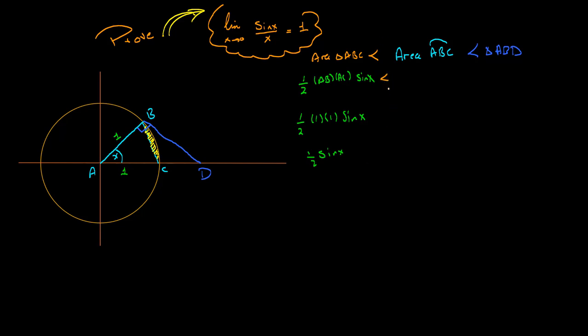Let's do the same for the area of the sector ABC. The area of a sector is half the radius squared times the angle of the sector. In our case, this angle is x. So it's half times r squared, where r equals 1, and theta is x. So it's half x.